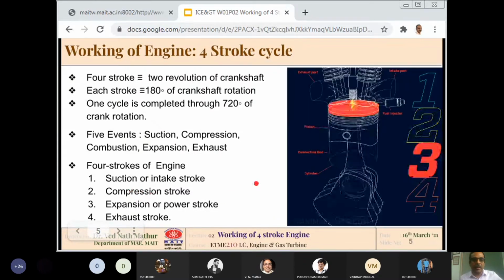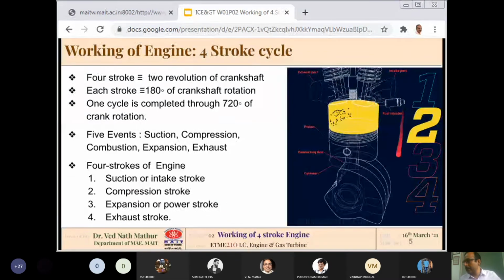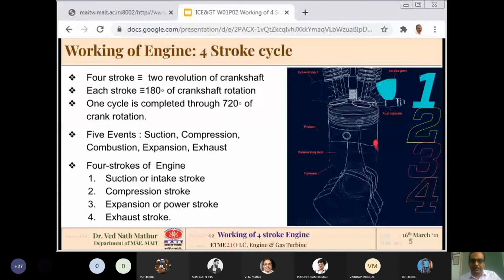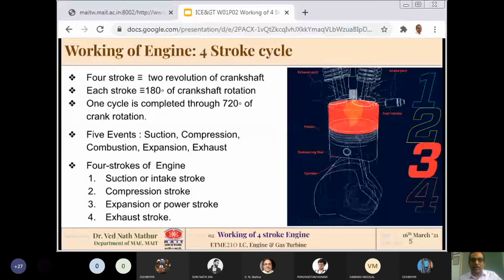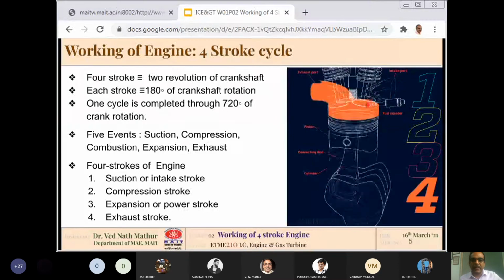So we'll see what happens in each of these strokes. If you can see this animation on the right hand side, the right side is the intake manifold.